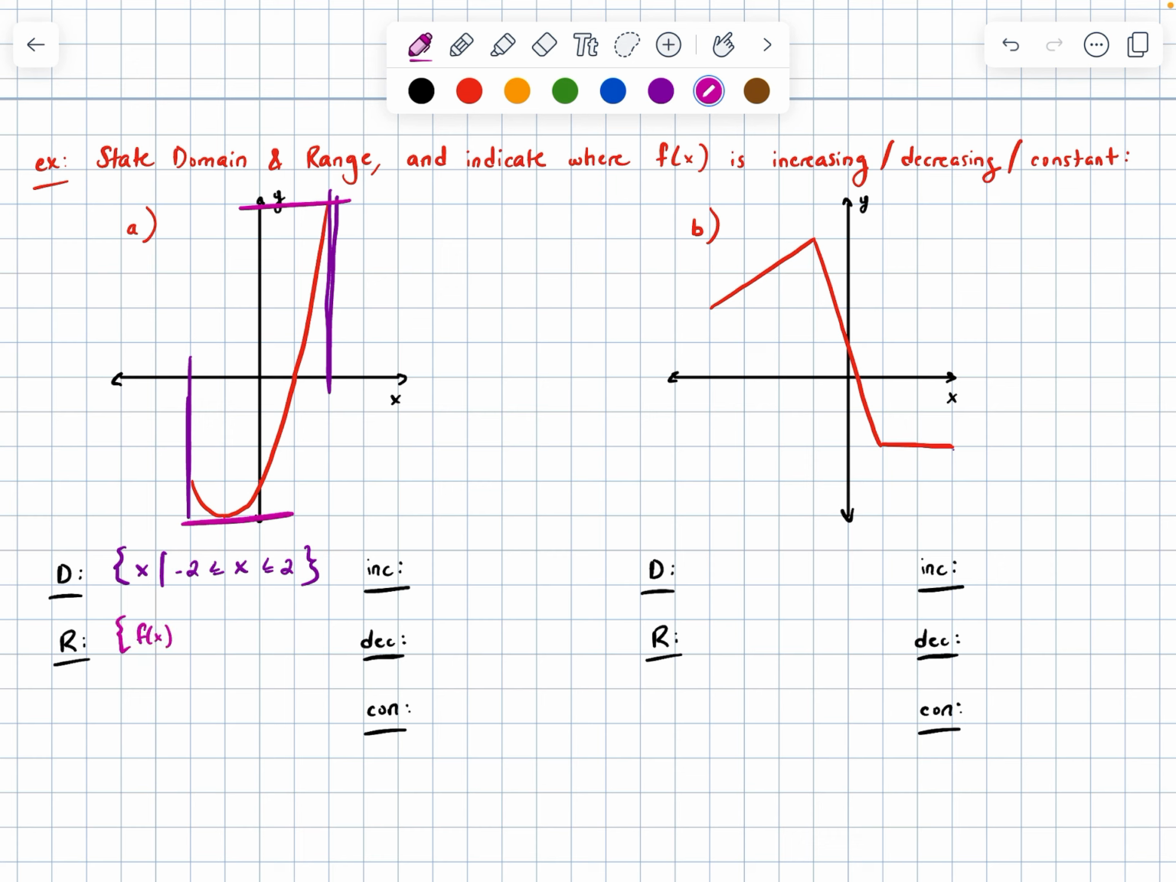For my range, I'm talking about y values, which is up and down. Notice here, for my values of y, which we'll write as f of x, the limit here is that at the bottom, the lowest I can get is -4, and at the top, the highest I can get is +5.